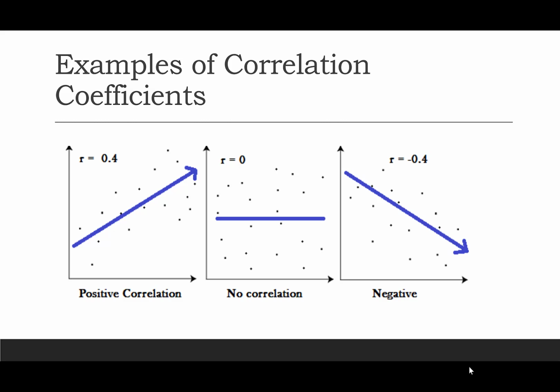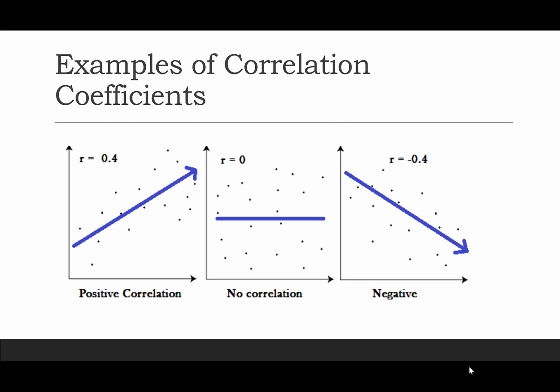In the second case, there's no correlation. Our R is equal to 0. None of the points line up well. They're scattered all over the place. And then our last example, we have a negative correlation. Again, not a great correlation. We have r equals negative 0.4, but we can see a little bit of a grouping and a downward shift from left to right.